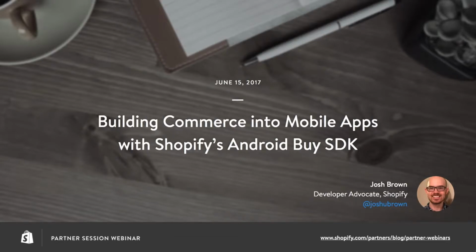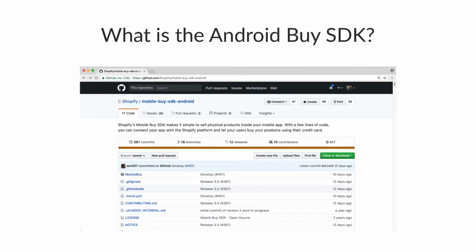Today, we're going to be talking about one of my favorite parts of the Shopify platform, which is Shopify's Android Buy SDK. So what is the Android Buy SDK? The SDK is a library that mobile developers can use to build commerce into an Android mobile app. What it allows you to do is set up a client that you can use to securely access Shopify's storefront API. And then you can fetch products and collections into your app.